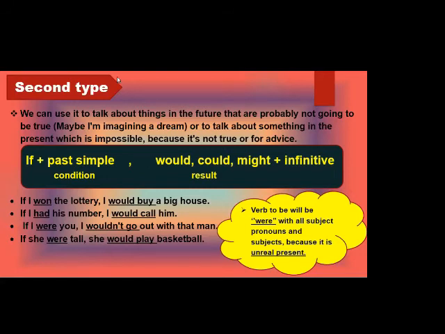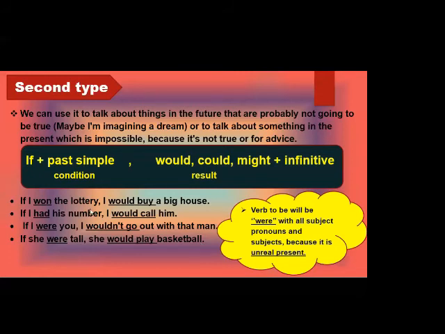So, we talk in the second type about imaginary situation, so it can't be true. If I had his number, I would call him. This means I don't have his number, so I can't call him. What about advice? If I were you, I wouldn't go out with that man. This is for advice. If she were tall, this means she is not tall. She would play basketball. Okay?